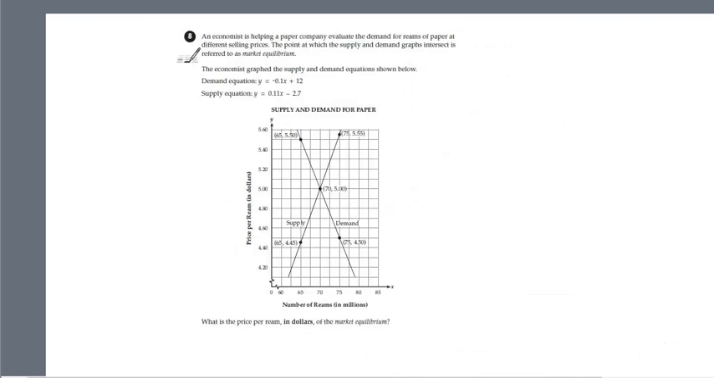Okay, so this is just interpreting some graphs. We can read through all this, but all it really wants us to do is interpret this graph and says, what is the price per ream in dollars of the market equilibrium, or where they actually break even? So if we just simply go up to that point, we'll see the price in dollars at this point is $5. So that's simply the answer. It's $5.